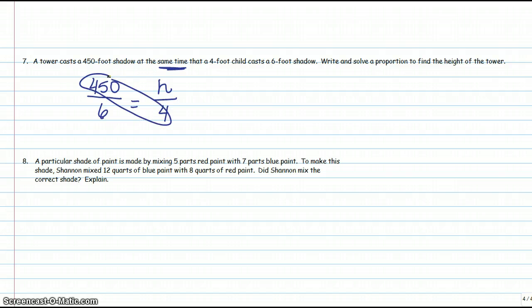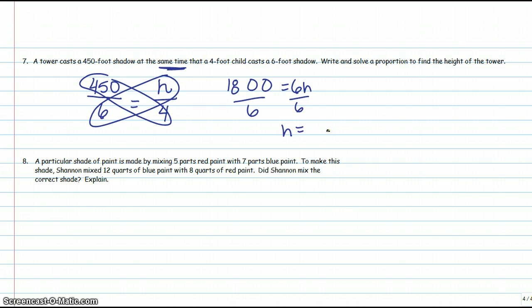So 450 times 4, that's 1,000. No, not 1,000. Hold on just a second. That's 1,800. And then that equals 6 times h, which is 6h. I divide by 6. Then I'm going to get the height of the tower to be 300 feet.